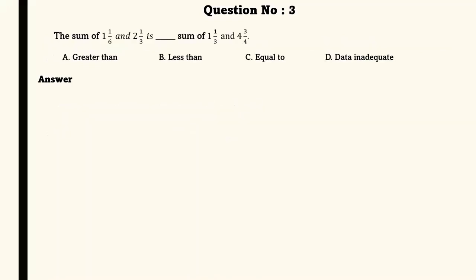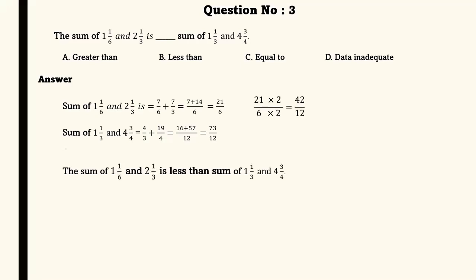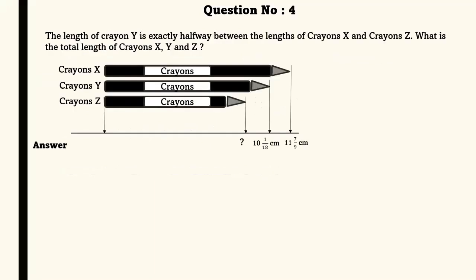Question 3. The sum of these two fractions is dash the sum of these two other fractions. Sum of the first one is 21 by 6. Sum of the second one is 73 by 12. In order to compare, we have to change them into equivalent fractions. After changing into equivalent fractions, we can see that the sum of the first one is less than the sum of the second one.